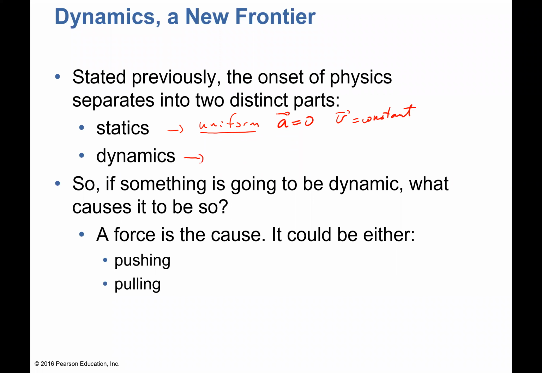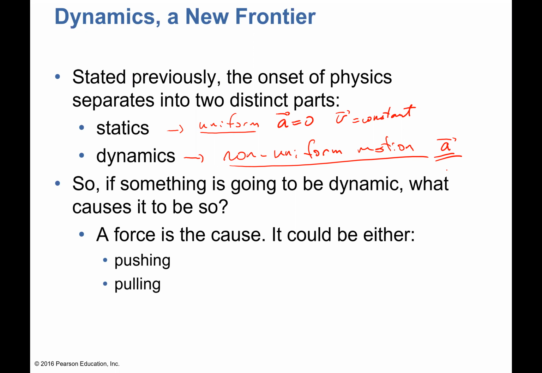Then we have dynamics, which we also have covered, and this is nothing but non-uniform motion. What was the difference between uniform and non-uniform? Exactly this: the acceleration. We said that whenever there is an acceleration, the object is in non-uniform motion, and we could describe how the object is moving.